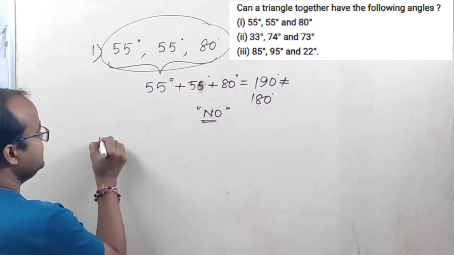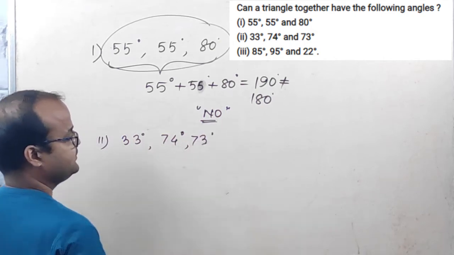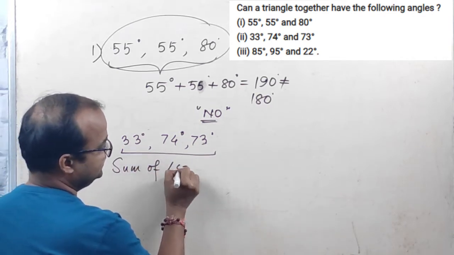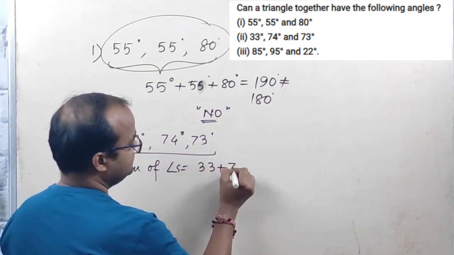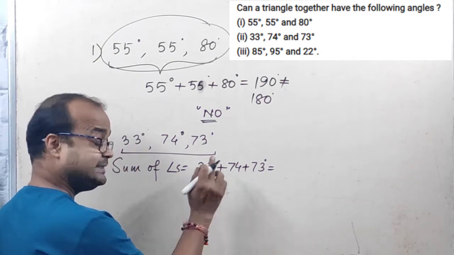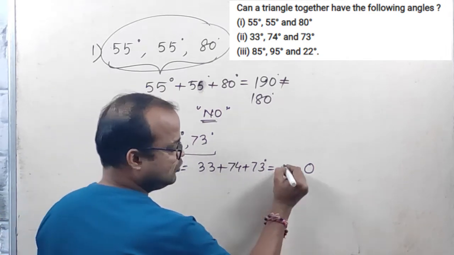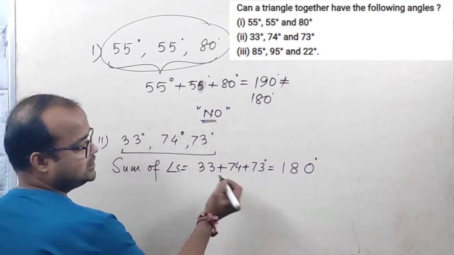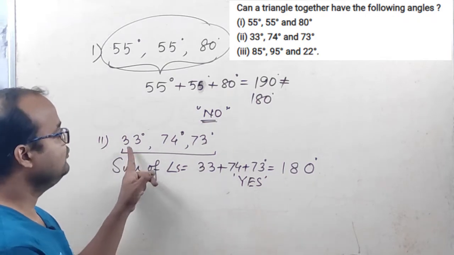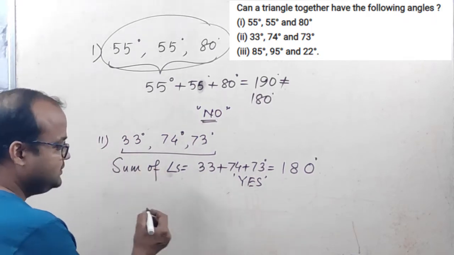Now the next one is 33, 74, 73. Add. So we write sum of the angles equals 33 plus 74 plus 73. 3 plus 4 is 7, 7 plus 3 is 10, 0 carry 1, 7 plus 7 is 14, plus 3 is 17, plus 1 is 18. 180 degrees. So you can say yes, it is possible to have a triangle with these sets of angles. That means it is possible to draw a triangle with angles 33, 74 and 73.